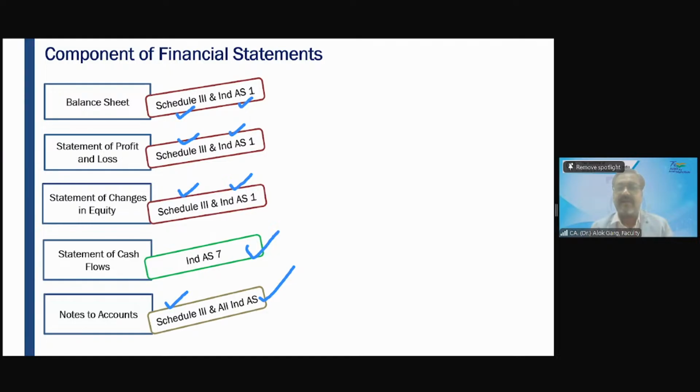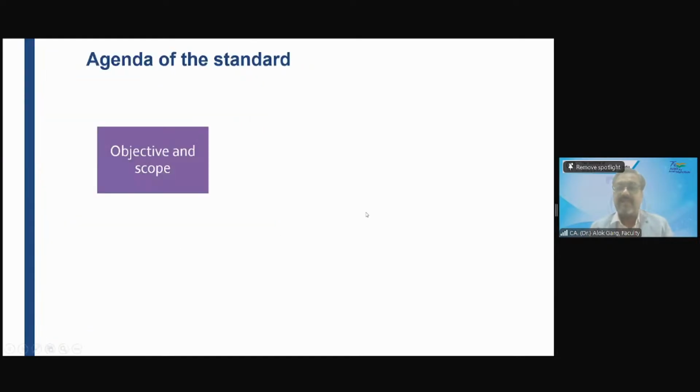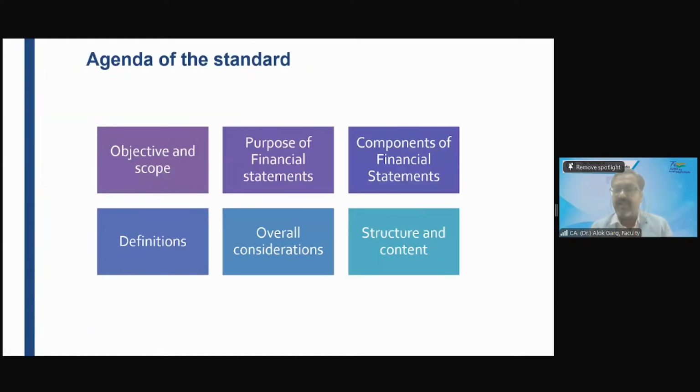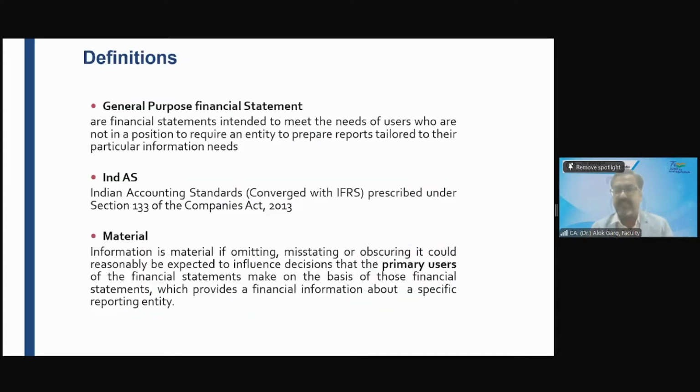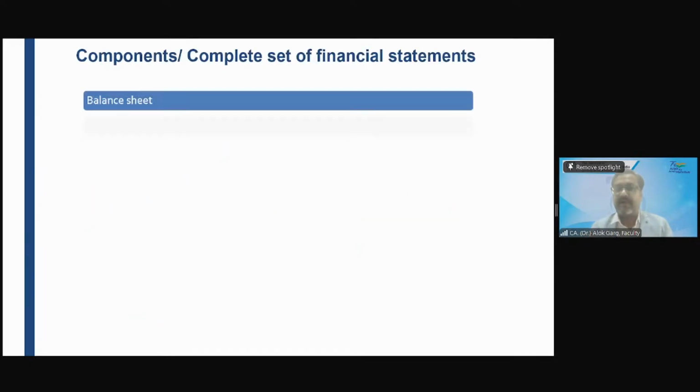Then friends, we started formally with Ind AS 1. We discussed what is the agenda. This standard is presentation of financial statement. This standard talks about what are the purpose, what is the objective and scope, what are the components like balance sheet, P&L, statement of changes in equity, cash flow, notes to accounts. Then we discussed a few definitions. Then what is the overall consideration, the features and the structure and content we are going to discuss, right? So friends, this part we have covered.